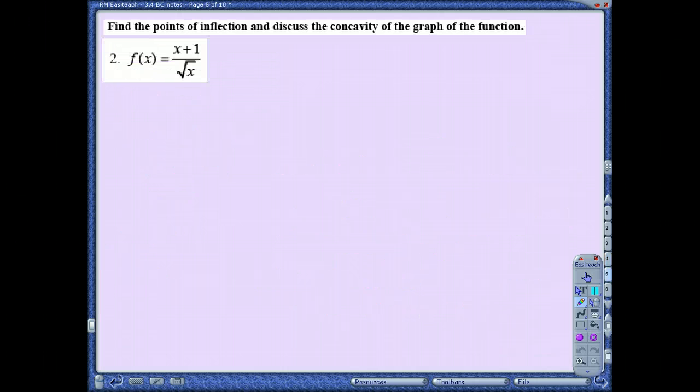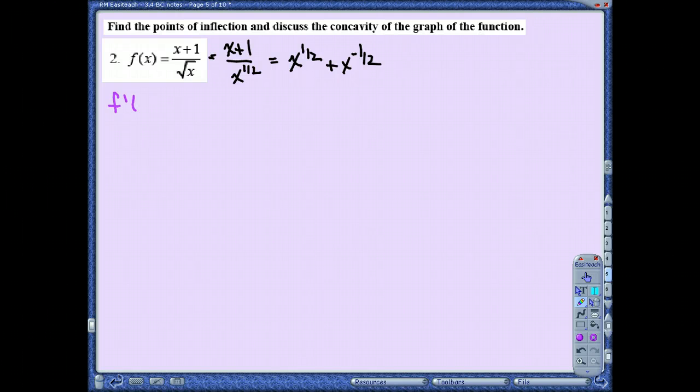So our second example: when you get a function, it's always in your best interest to see if you can simplify it just a little bit. For instance, this is x plus 1 divided by the square root of x. That would be a quotient rule, but remember, you've got just one term in the denominator, so divide that. So that would be x to the 1/2 plus x to the negative 1/2. That makes finding your derivative just ever so slightly easier.